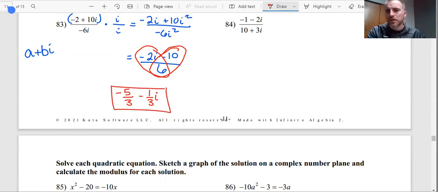So that's 83. All right, number 84 is where things get a little more complicated. This is where we have to multiply by this thing called the conjugate. Conjugate is the term for the result of changing the sign in between 2 terms of a binomial. So multiplying by 10 minus 3i. Can't tell you how many times I've seen people multiply by the same thing. It doesn't help. If you don't get rid of the i in the denominator, you're wasting your time. So the conjugate, change that sign and then multiply.